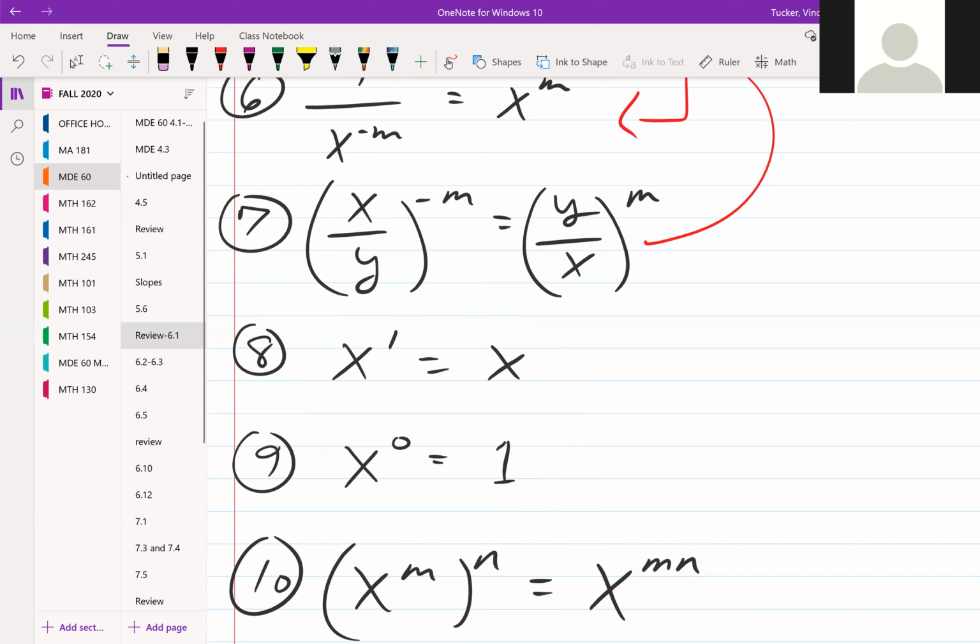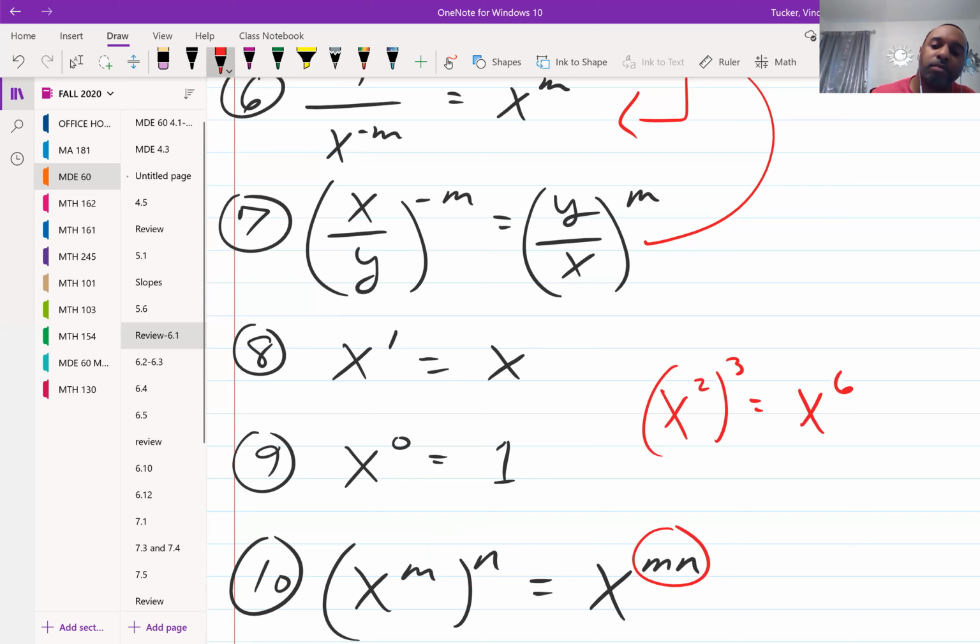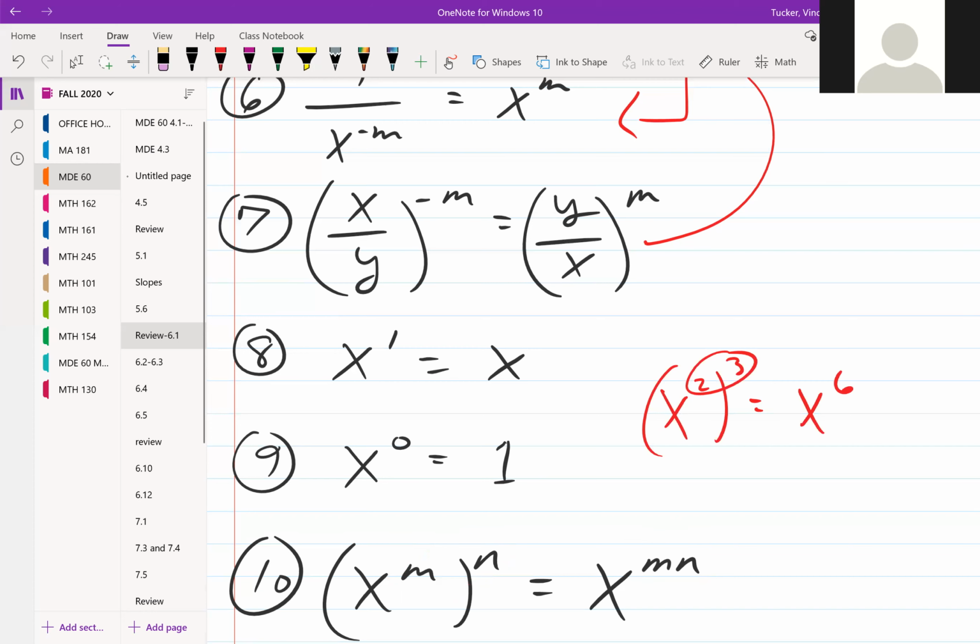This last one, number 10 at the bottom, that means we distribute that exponent to the m and the n, right? Well, this is raising a power to a power. So I got x to the m raised to the nth power. Whenever you're raising a power to a power, that means you multiply your exponents. But the x is still raised to the multiplication of that power. So in other words, if I have x squared raised to the 3rd power, that's going to be x to the 6th power, because you multiplied these two exponents.